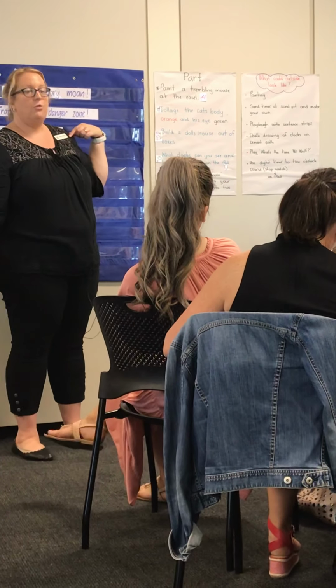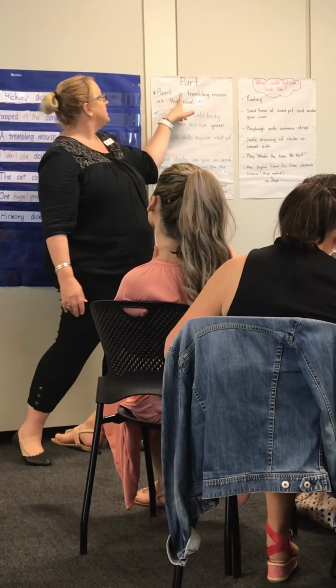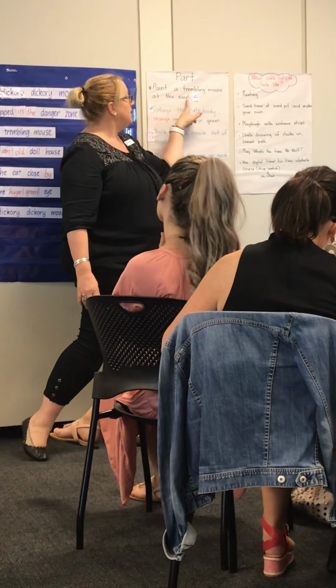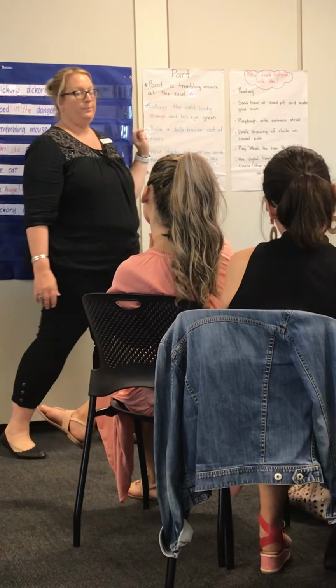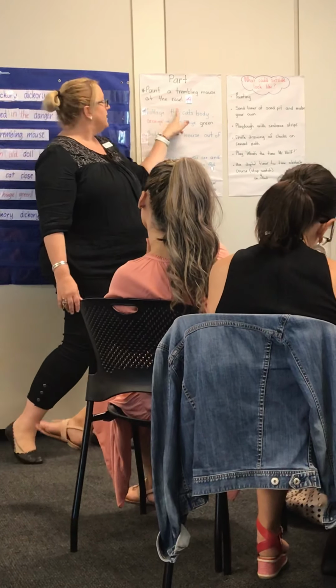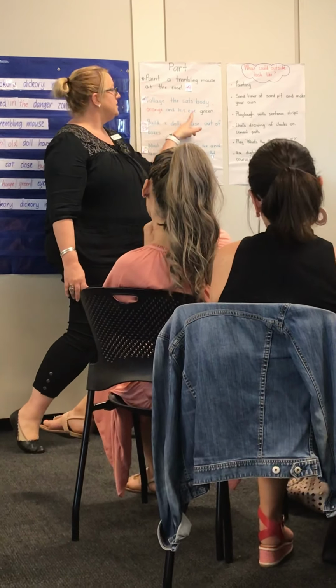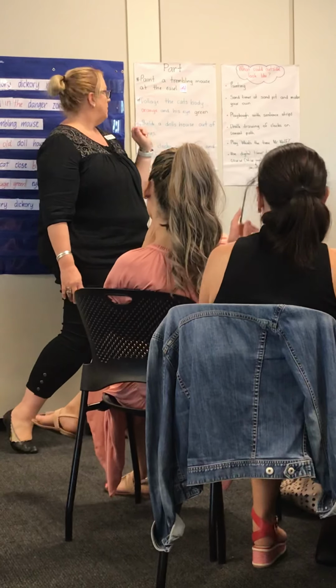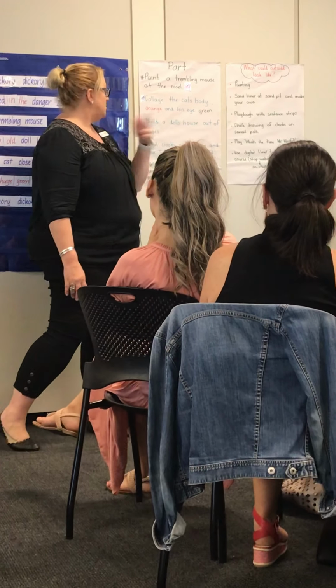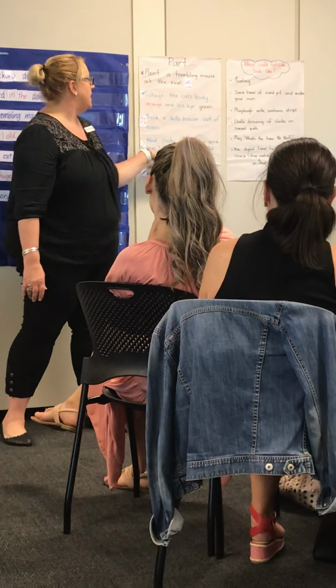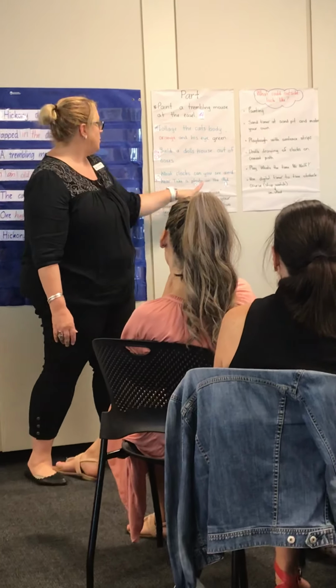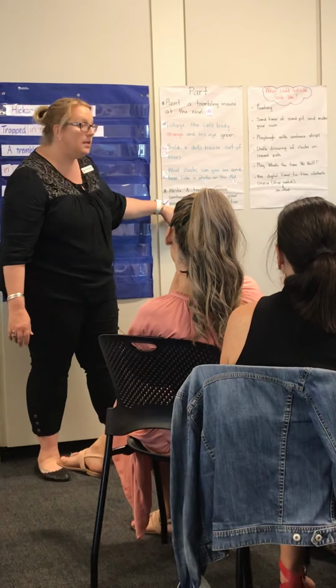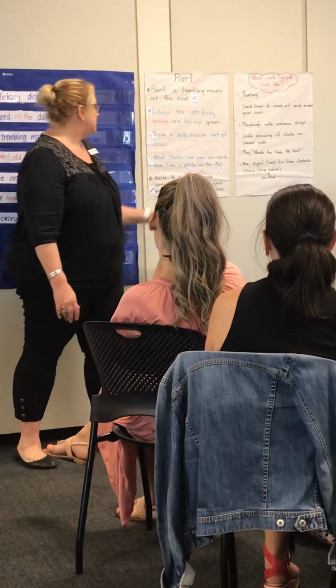I'm going to read. You're going to follow along. Paint a trembling mouse at the easel. Collage the cat's body orange and his eye green. Build a doll's house out of boxes. You get it. What clocks can you see in here? Take a photo on the iPad. Write a trembling mouse sentence and attach to your painting, or you can write 2 sentences.